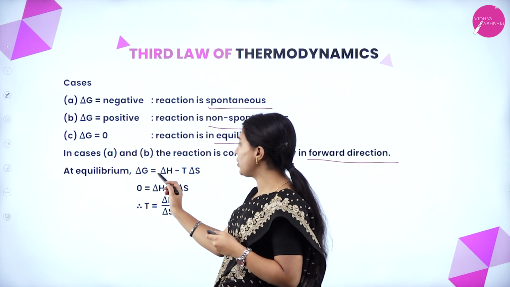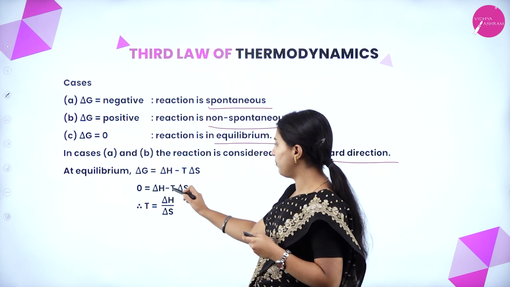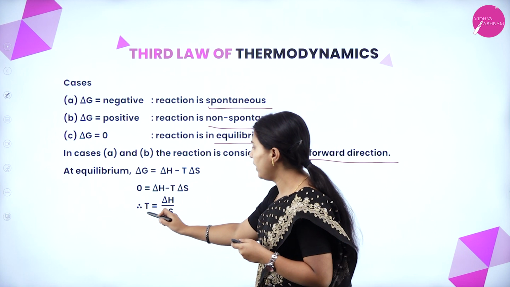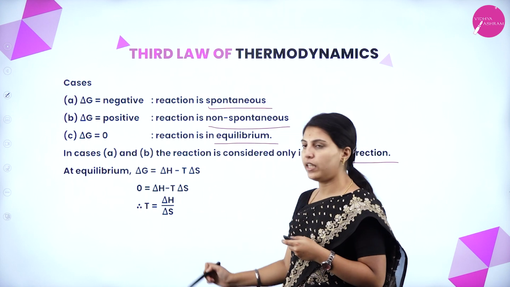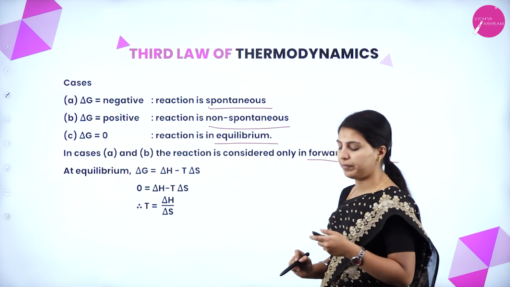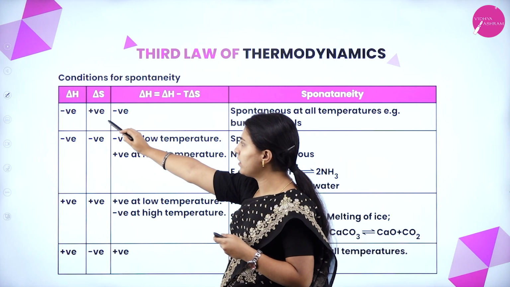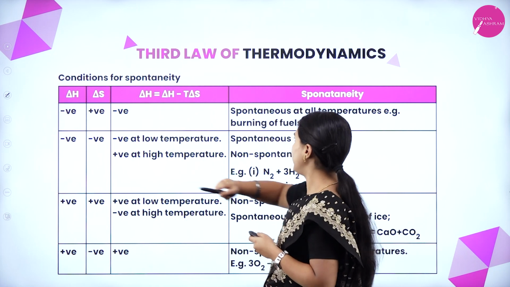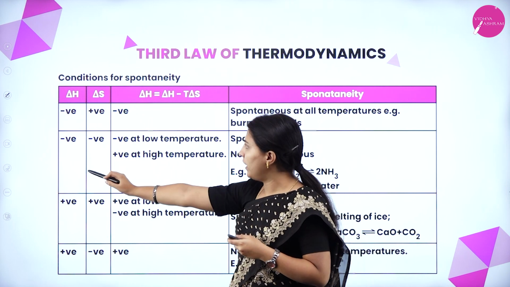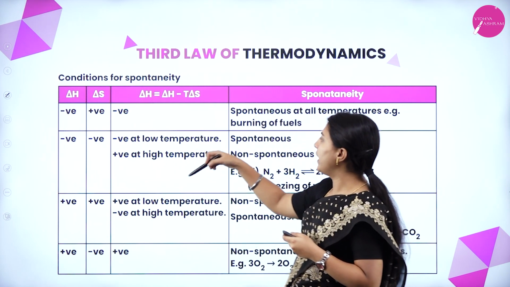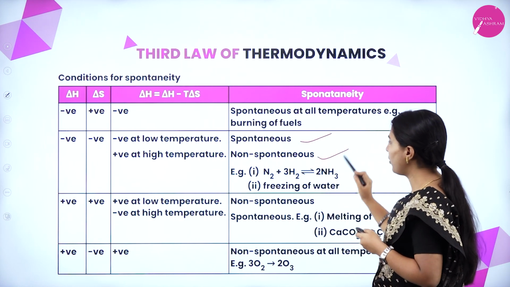At equilibrium, delta G equal to delta H minus T delta S. If it is 0, delta H equals T delta S. So T is taken outside to the left-hand side, T equal to delta H by delta S, that is enthalpy by entropy. Conditions for spontaneity: if delta H is negative and entropy is positive, the overall delta G will be negative, spontaneous at all temperatures. An example is burning of fuel. Enthalpy negative, entropy negative: negative at lower temperature, positive at higher temperature, so it is spontaneous at low temperature and non-spontaneous at high temperature.